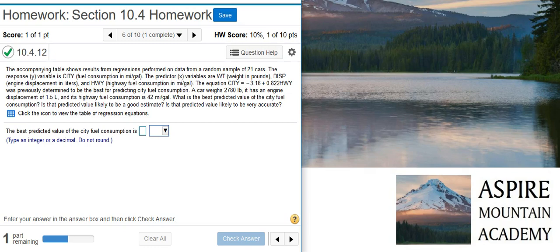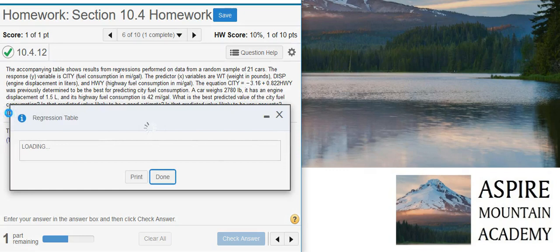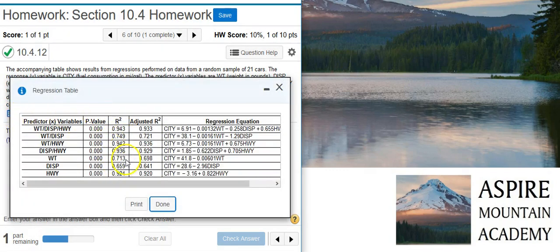Okay, so there's two parts to this problem, and in the first part we're asked for the best predicted value for the city fuel consumption. We're already given the regression equation that is the best. But if we wanted, we could click on this icon here and take a look at the different regression equations from which that selection was made.